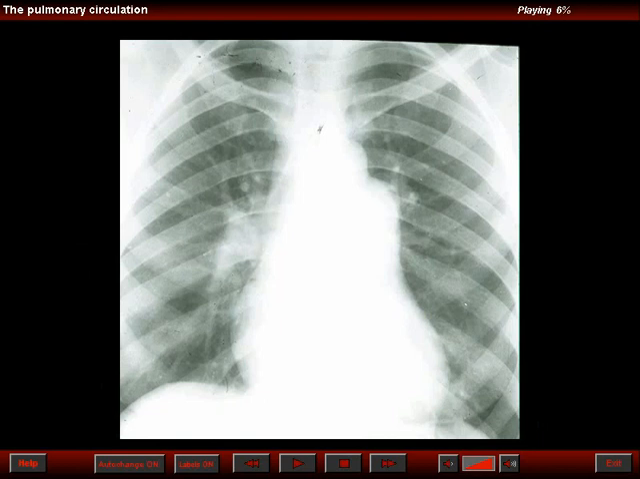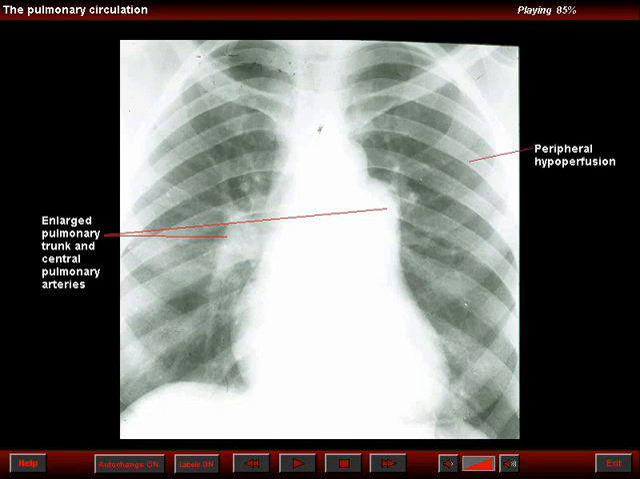This is another patient with pulmonary hypertension. Note that there is a convexity in the region of the pulmonary trunk that is the result of a markedly enlarged pulmonary artery. The pulmonary arteries in the hila are enlarged. We do not see the left hilus because of the overlapping pulmonary trunk. The peripheral lungs are hypovascular. So this is a classic for precapillary pulmonary hypertension.